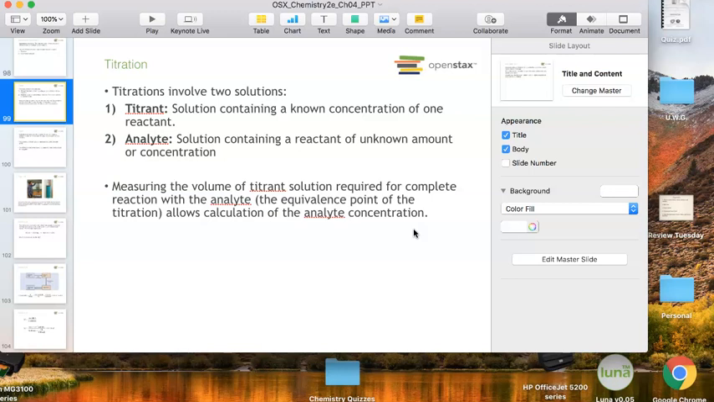And so that's what they're talking about here when they say measuring the volume of the titrant required for a complete reaction with the analyte. The analyte in that case would have been your citric acid, your apple juice, and then calculating the concentration of citric acid in your apple juice. That's a typical example that you would see.